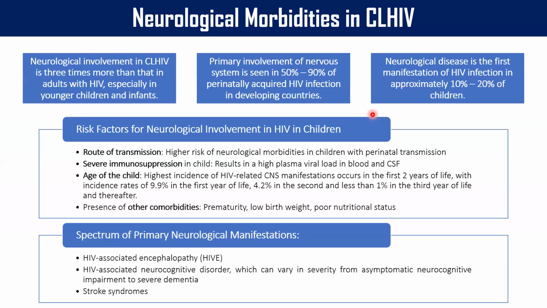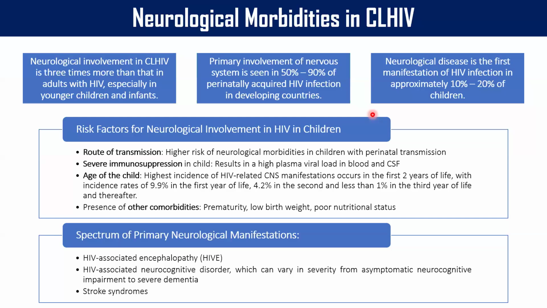So primary involvement of CNS is seen in almost 50 to 90% of perinatally acquired HIV infection. The consequence can be catastrophic, from a severe neurological encephalopathy to very mild learning disabilities or subtle neurological dysfunction in an older child. Neurological disease may be the first manifestation of HIV infection in approximately 10 to 20% of children. That means 1 in 5 or 1 in 10 children will have a neurological disease.